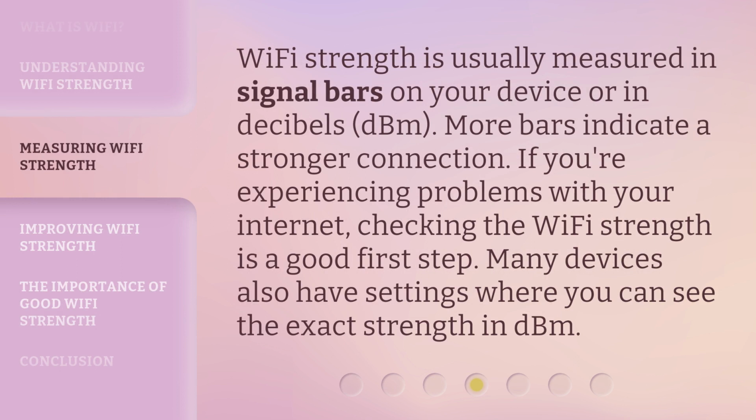Wi-Fi strength is usually measured in signal bars on your device or in decibels, dBm. More bars indicate a stronger connection. If you're experiencing problems with your internet, checking the Wi-Fi strength is a good first step. Many devices also have settings where you can see the exact strength in dBm.